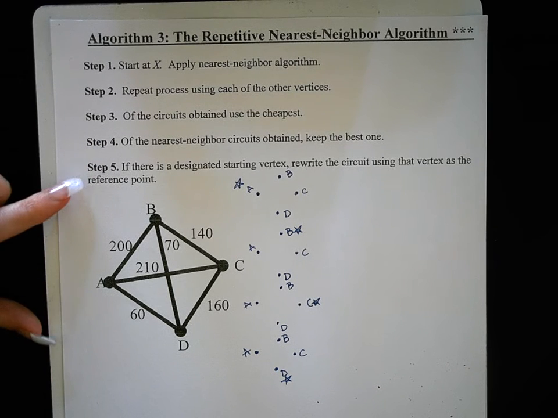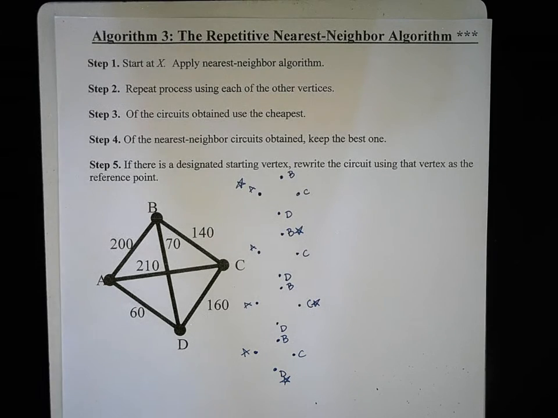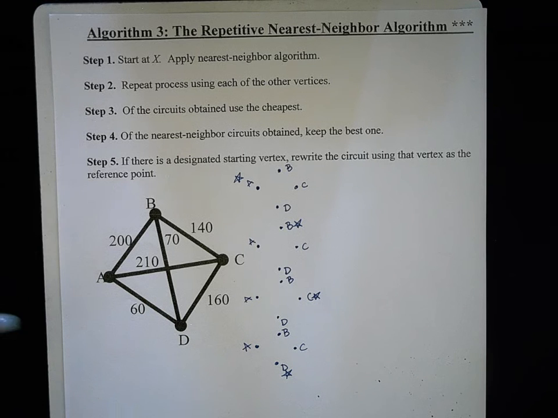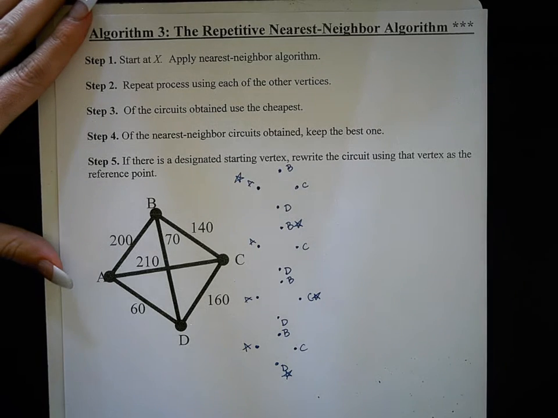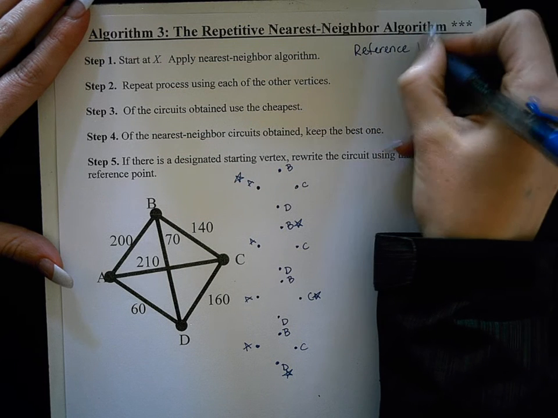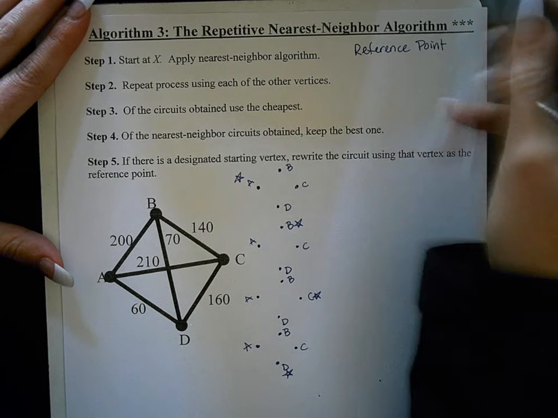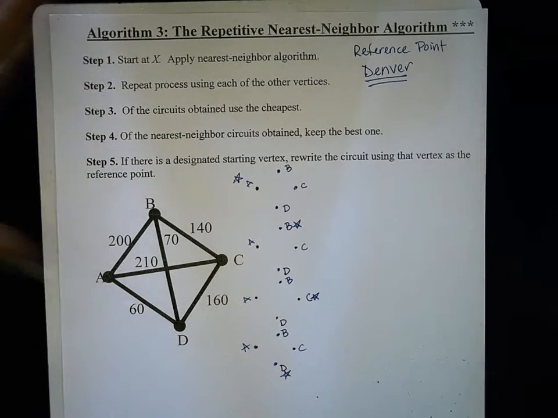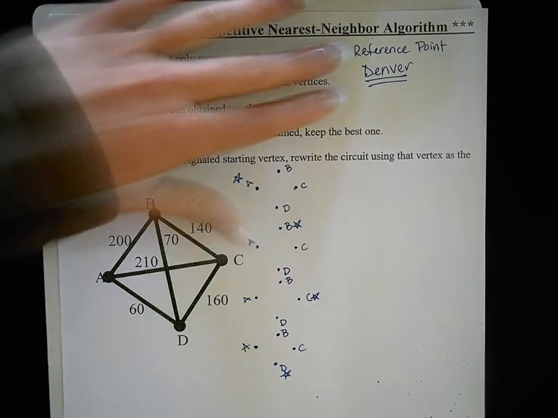Step 5 states that if there is a designated starting vertex, rewrite the circuit using the vertex as the reference point. And that's what's going to happen with this example. At the end of this problem, when we do this using the repetitive nearest neighbor algorithm, our reference point is for a salesman that lives in Denver. So that's what we have to remember at the end.